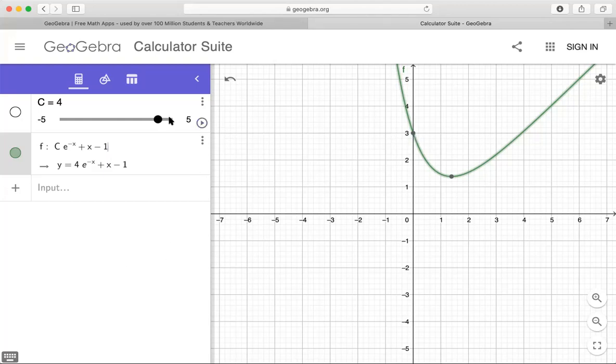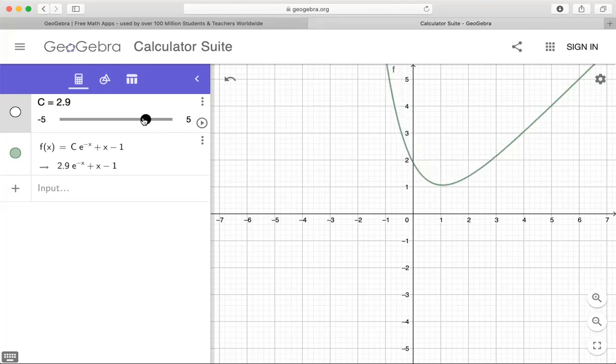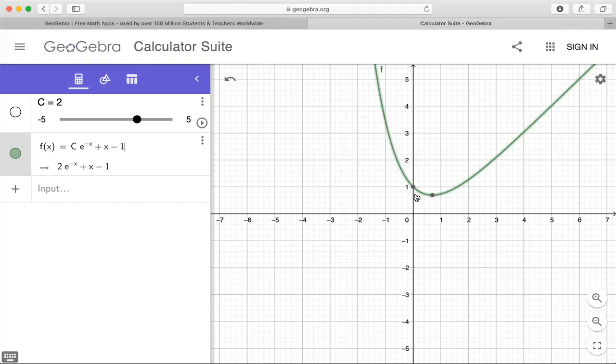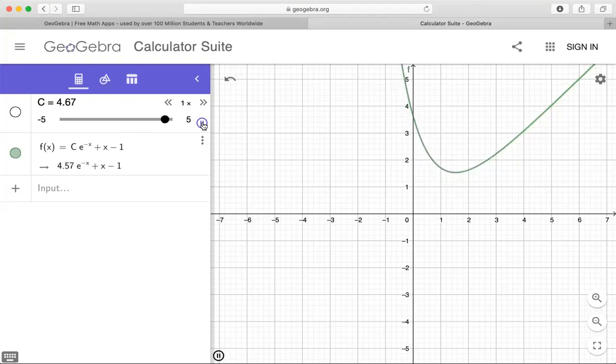But it's interesting to look at this slider. Let's look at other possible solutions. These are going to be other solutions that satisfy different initial conditions. So if c was say 2, then y of 0 is going to be 1. That would be a different initial condition. If that was the initial condition we wanted, then the c that we get is actually 2. So let's just animate this and see what happens as c changes. We can get a better understanding of what this function is doing.